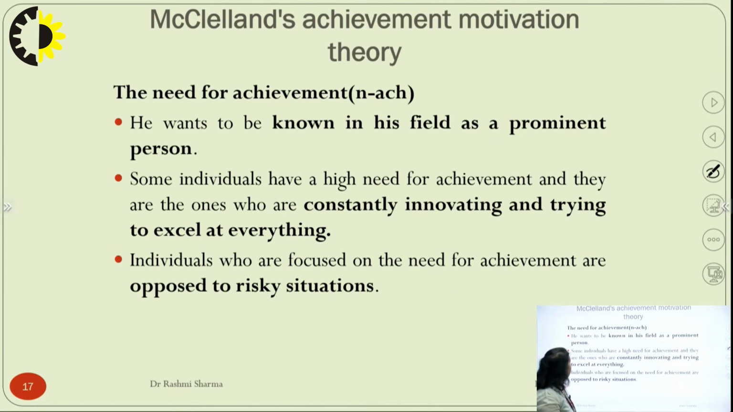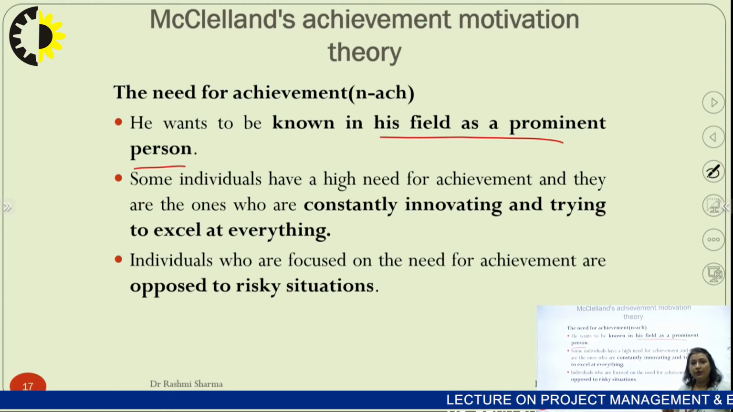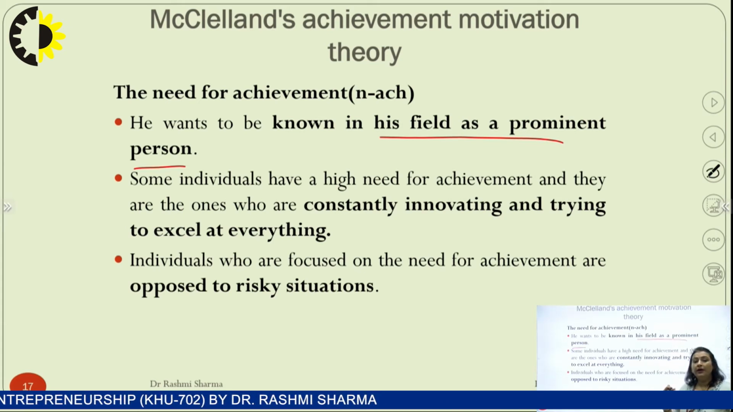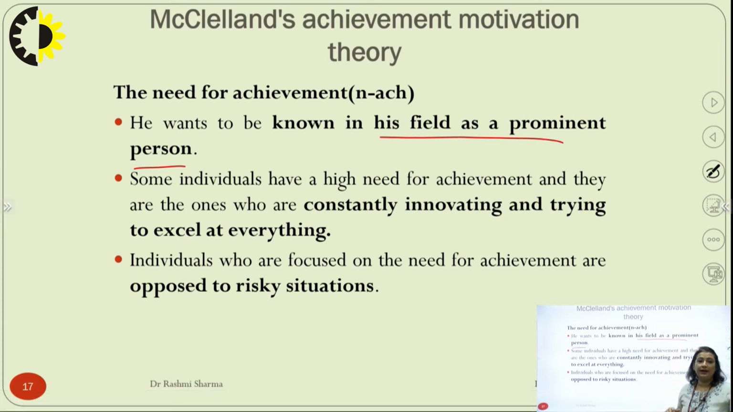Then comes, they are obviously known as a prominent person in the field. You might have seen that when it comes to anchoring, we know that some persons are very good at anchoring. So they want to become a motivating person, or they want to become a prominent person, a leader in that particular field, so that everybody should know that, oh, he's that person. So the need for achievement persons are usually the prominent persons in that particular field in which they are doing it. They are constantly motivating and excelling at everything.